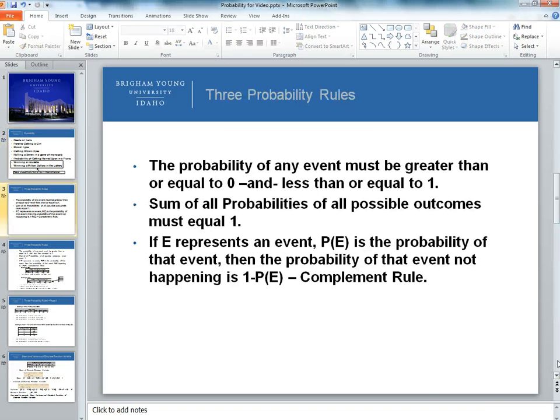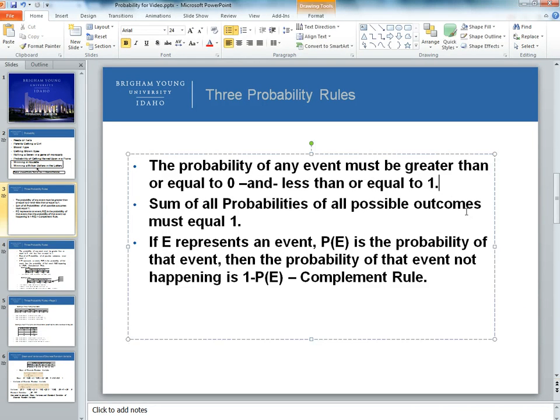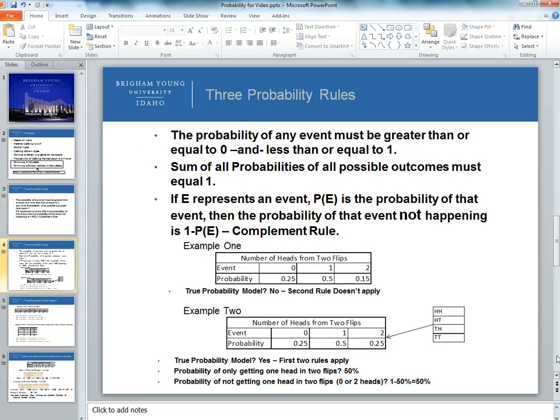Now, there are 3 rules of probability that were discussed in the online textbook. The first rule is the probability of any event must be greater than or equal to 0 and less than or equal to 1. The sum of all probabilities of all possible outcomes must equal 1. And if E represents an event and P(E) is the probability of that event, then the probability of that event not happening is 1 minus P(E), and that's also referred to as the complement rule.